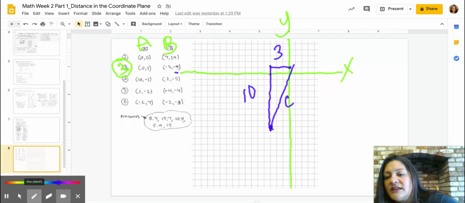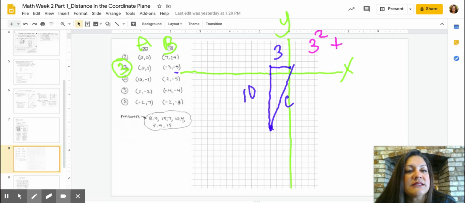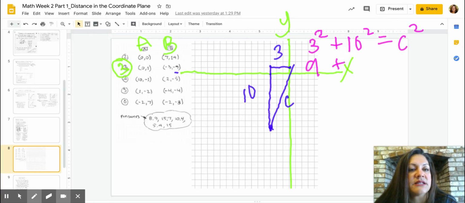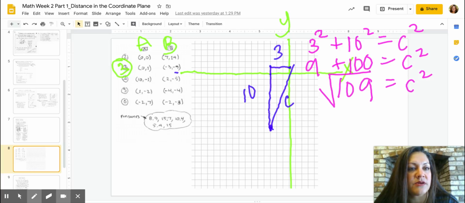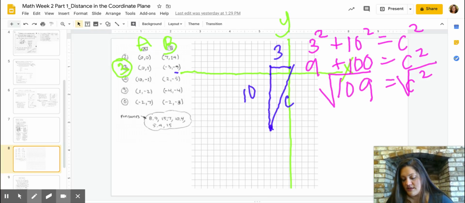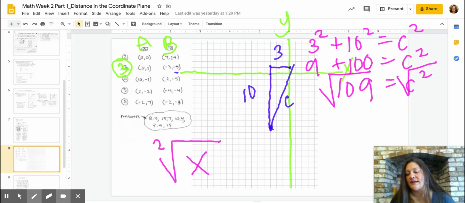Now, Pythagorean. Okay, so we have a squared plus b squared equals c squared. 9 plus 100. Square root of each side. And on my iPhone, the square root looks like this with a 2. Okay. 10.44.